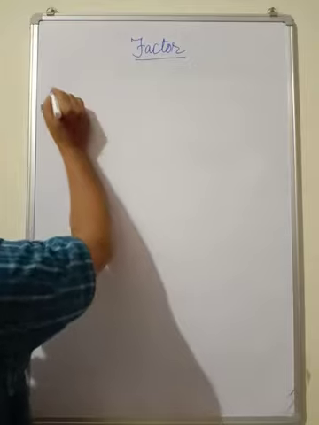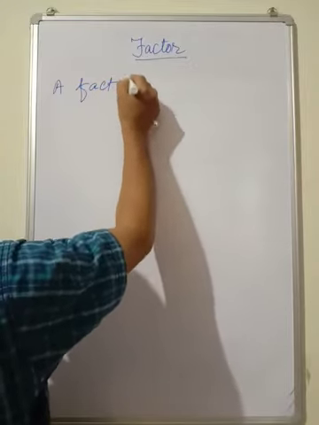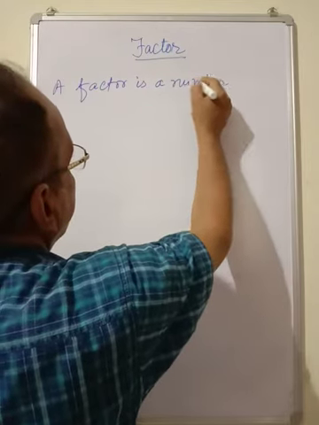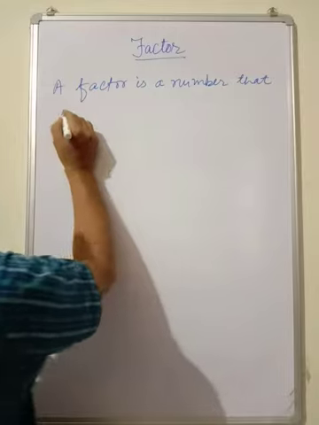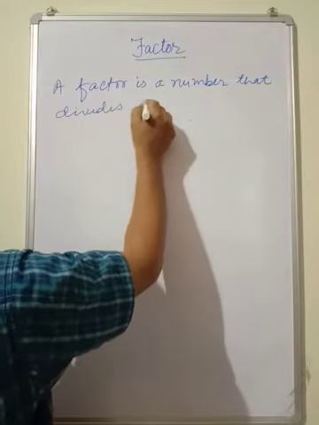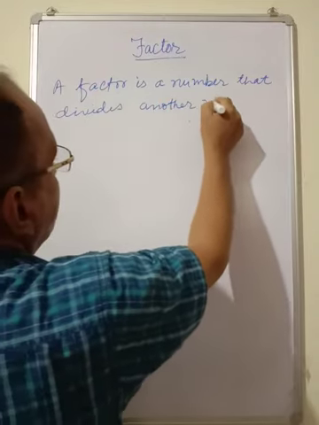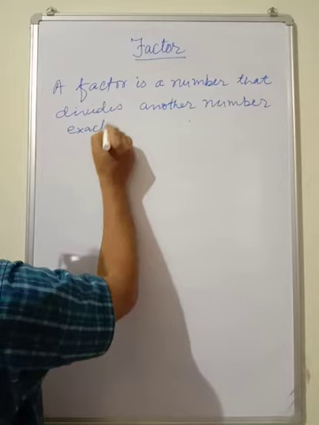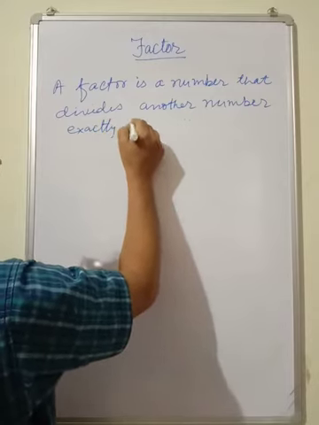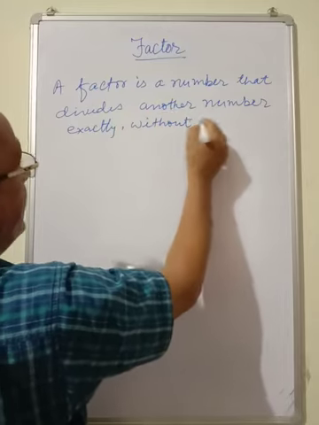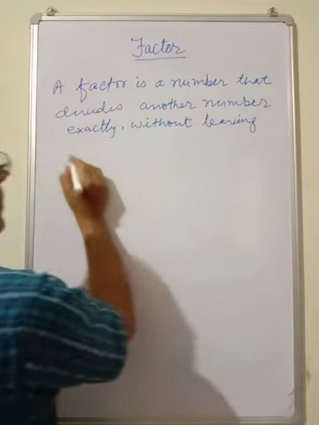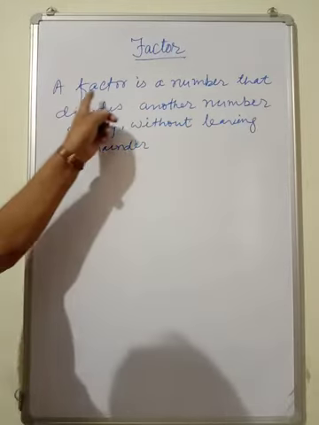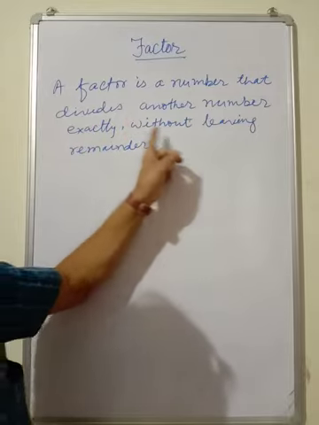So first of all, what is a factor? You can define a factor. A factor is a number that divides another number exactly without leaving a remainder.